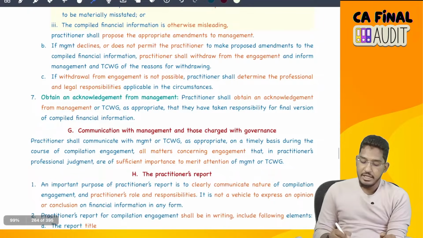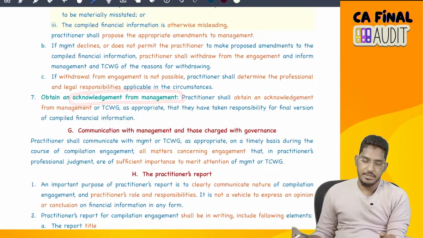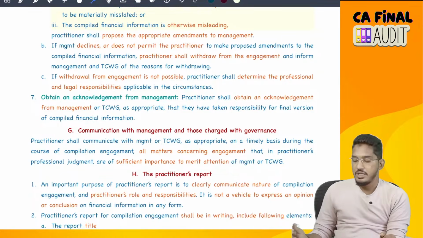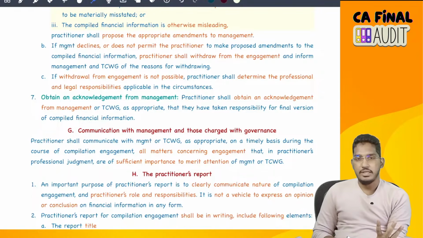Next, and finally, in case the compilation engagement is all over, before you wind up your work, what you should do is obtain acknowledgement from the management. Nothing but a kind of written representation that they are taking the ultimate responsibility. So ultimate responsibility for the final version of the financial statements rests with whom? Management only. Why? Because they are the only ones providing the information.